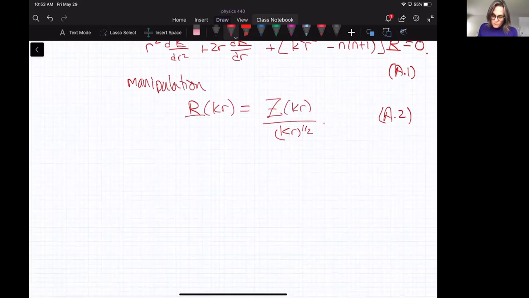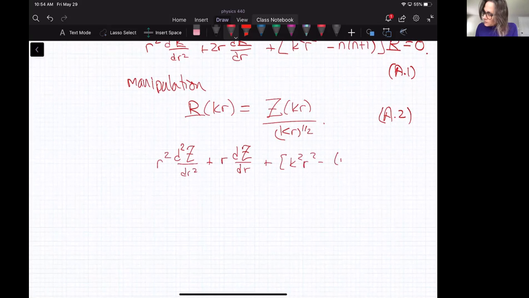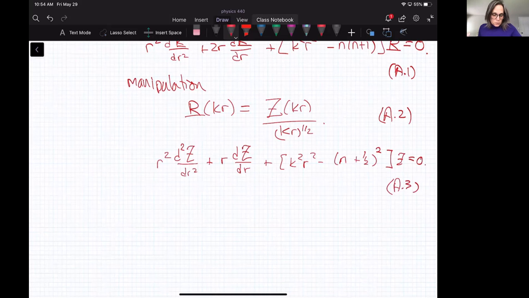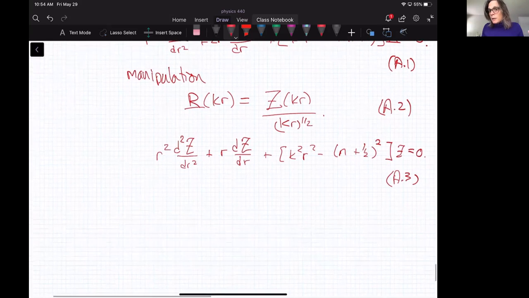There's a bunch of algebra, but where we end up is the equation r squared d squared Z/dr squared plus r dZ/dr plus k squared r squared minus n plus 1/2 squared times Z is equal to 0. I realize I'm skipping 8 lines of algebra to do this, but you can do it. It looks like the Bessel equation. This is for the Bessel function of the first kind, essentially. The difference here is we now have non-integer indices.